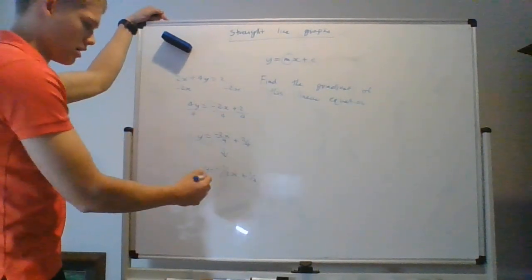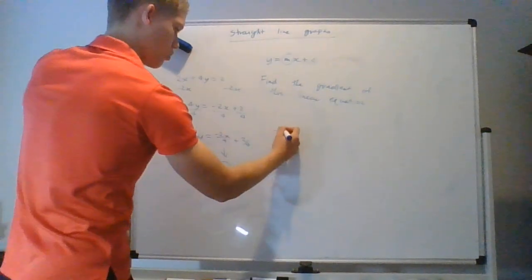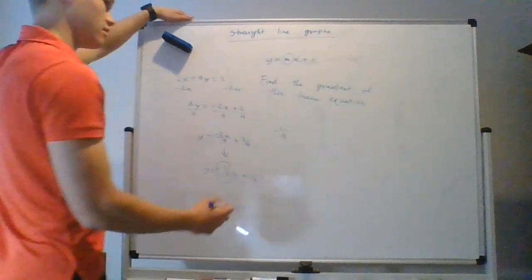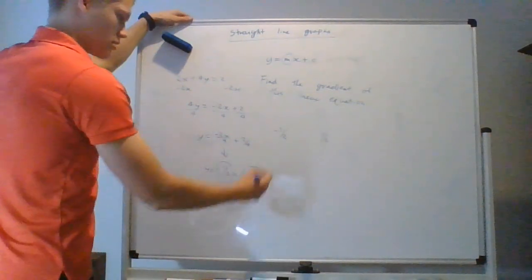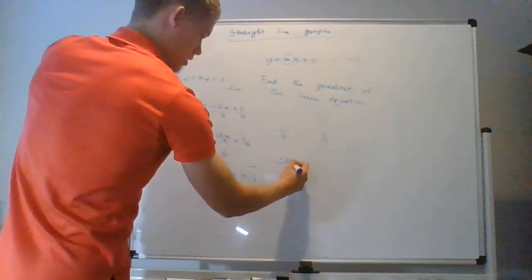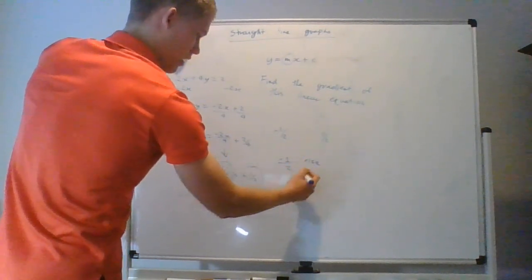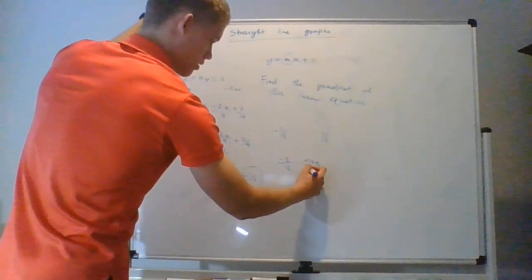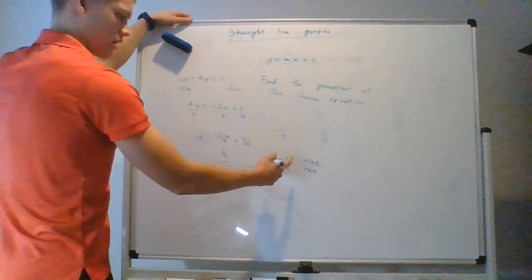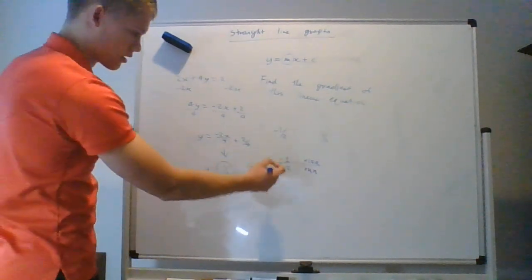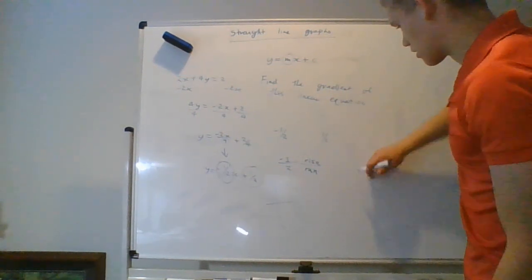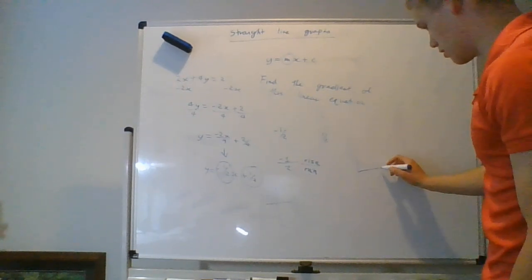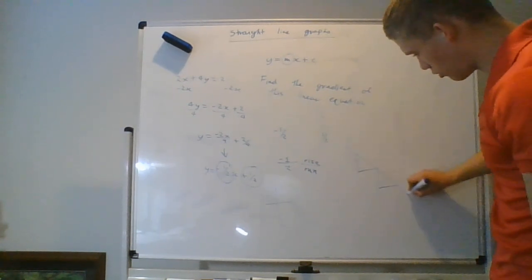So in this equation, the gradient is negative a half, and the y-intercept is also a half. So in this graph, it's going to go down by 1 and across by 2, because we know that the gradient is rise over run. So for this graph, it's going to go down by 1 and then across by 2, and then down by 1 and then across by 2. So the line will look something like that.